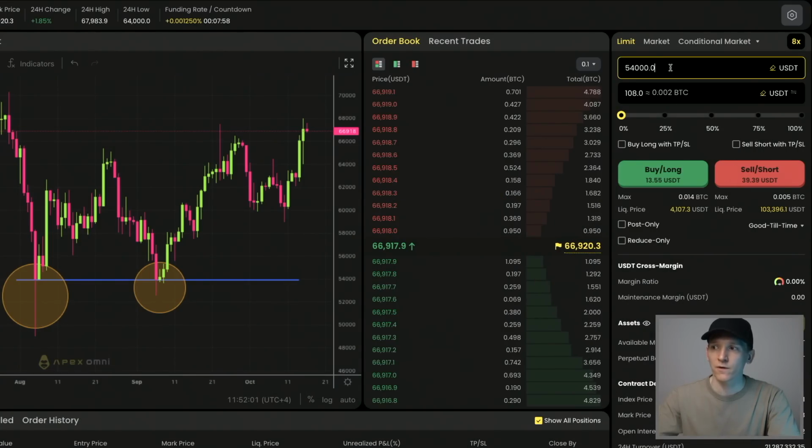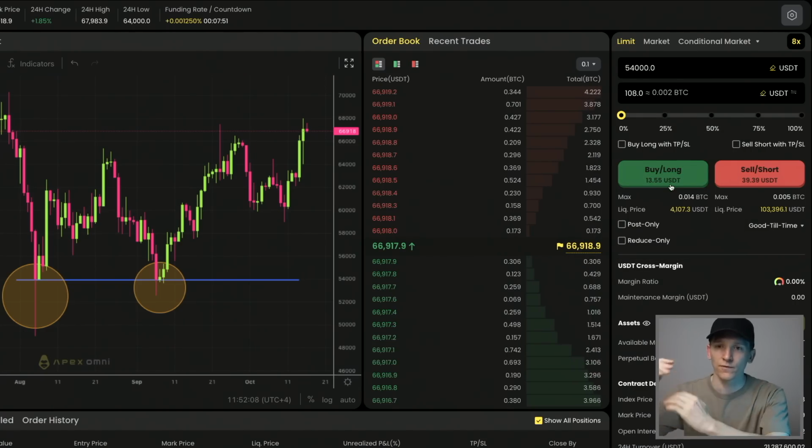However, what that also means is that your liquidation price is going to move up. Because if you have less money to pay for losses, that means a smaller move to the downside is going to liquidate your position over time.